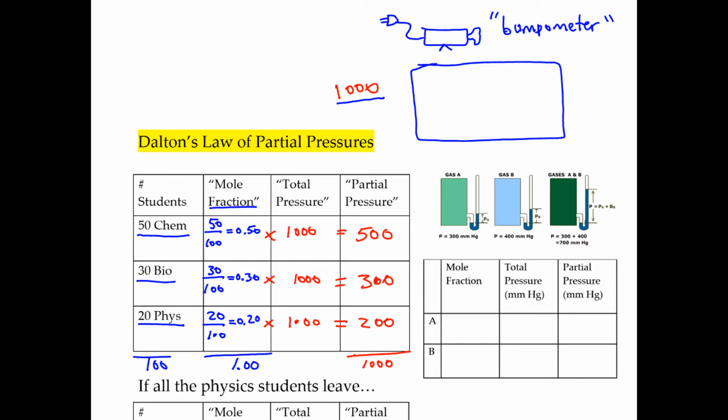This is analogous to gases. So instead of students, chemistry, biology, physics, now we have 3 different gases, okay? Gas C for chemistry, B for biology, and P for physics. So 3 different gases are all moving around randomly in a container, and the gas that is present in the highest amount is the gas that's going to have the highest partial pressure. And then when you add up all the partials, you're going to get the total. And of course, all the mole fractions are going to add up to 1, which is like 100%.